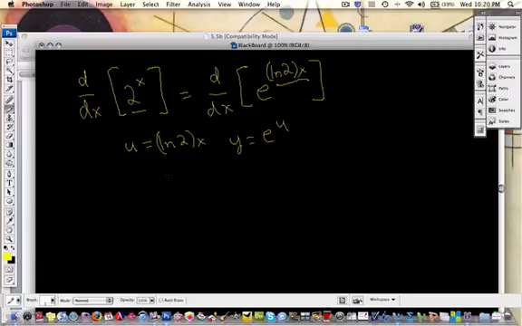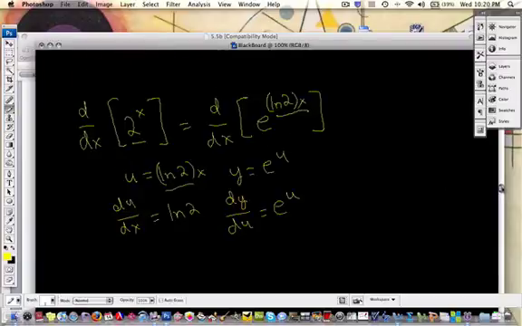Chain rule says we do the derivative of the inner times the derivative of the outer. So derivative of the inner with respect to x. It's a constant times x, so the derivative is just the constant, right? If it was 5x, the derivative would be 5. It's ln2 x, the derivative is ln2. And dy du, the derivative of the outer, is just e to the u, right? And that's what makes the e base convenient, right? It's its own derivative, okay?